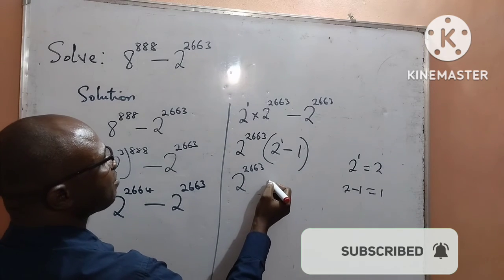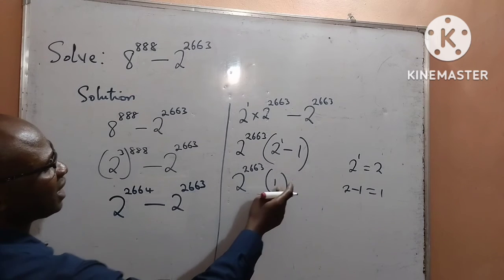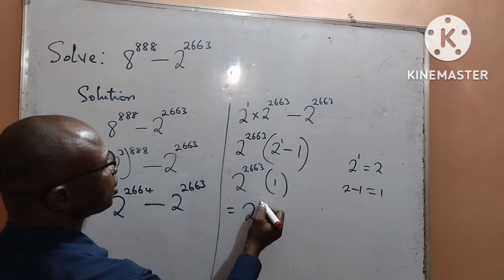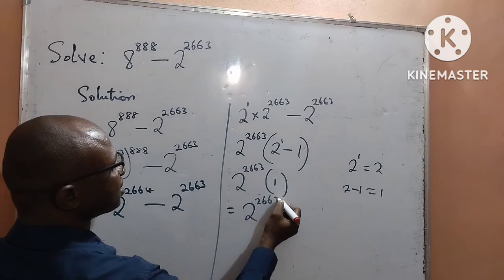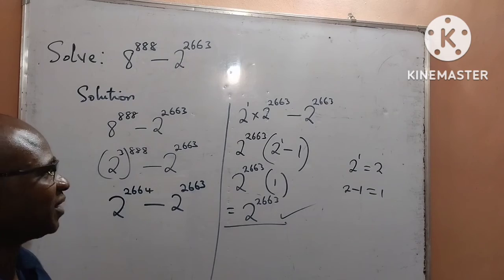So what I have now is 2 to the power of 2663 multiplying 1. That is 2 minus 1, which is 1. And 1 multiplied by this is going to give me 2 to the power of 2663. Final answer. Thank you for watching. You can see it's a brief one.